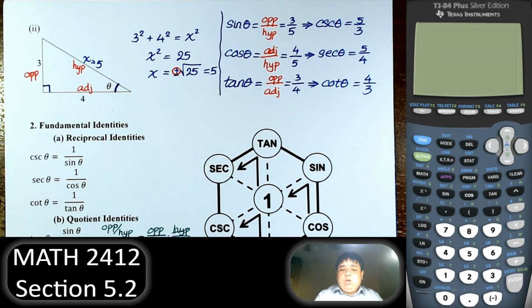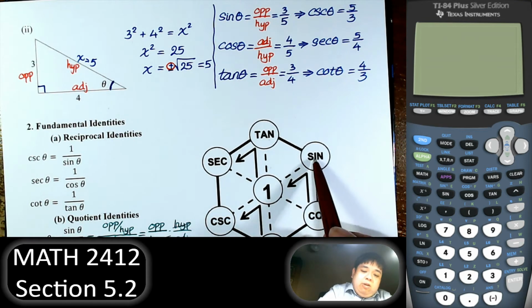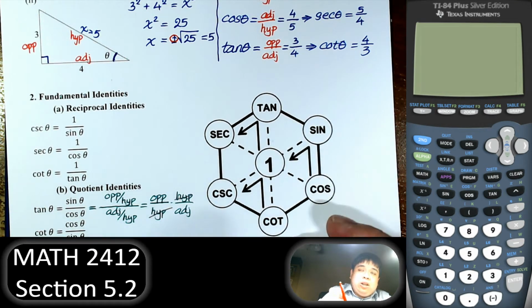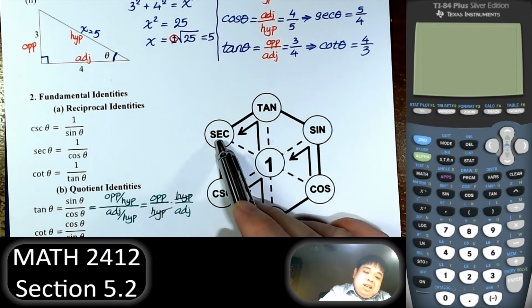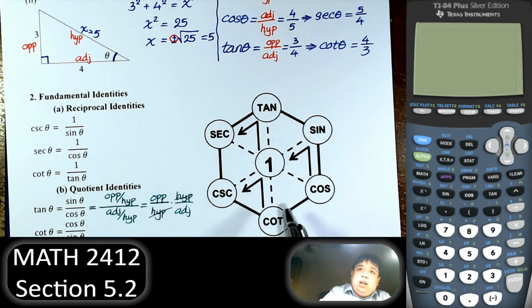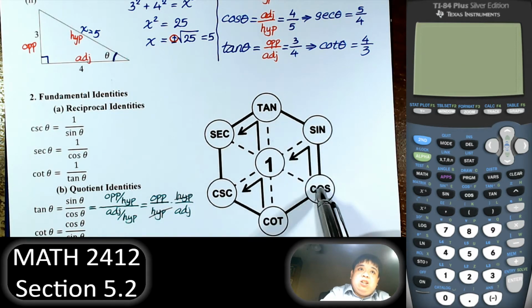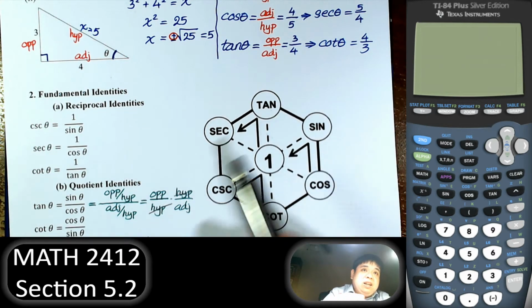Then you can also take a function equal to the product of the 2 functions adjacent to it. So sine is equal to tangent times cosine. Secant is cosecant times tangent, and cotangent is equal to cosecant times cosine. So any function is the product of its 2 adjacent functions.